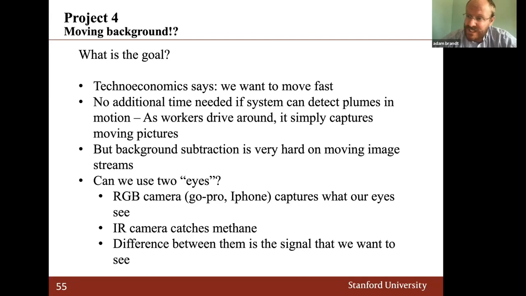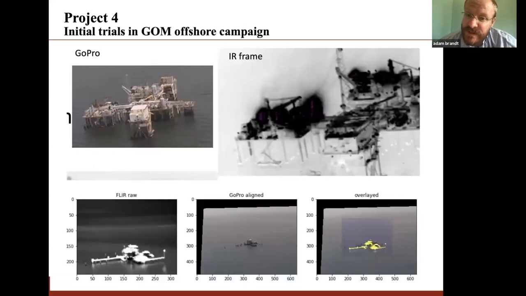But background subtraction is very hard on a moving image. So my initial proposal to ARPA-E was called VIDEA, visual infrared differencing. Basically, this is a two-eye approach, and it's going to flip back and forth between them. The IR camera catches the methane, the RGB camera catches everything else, and we difference them. Yulia's working on this right now. We've got an iPhone or GoPro strapped to the top of our camera in a stable orientation. So here's the GoPro image.